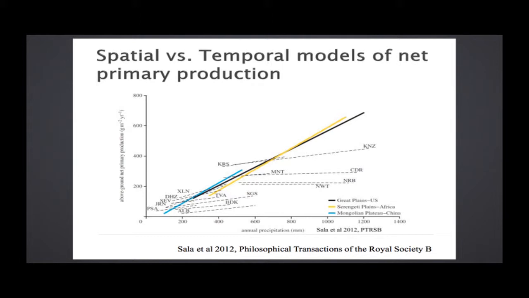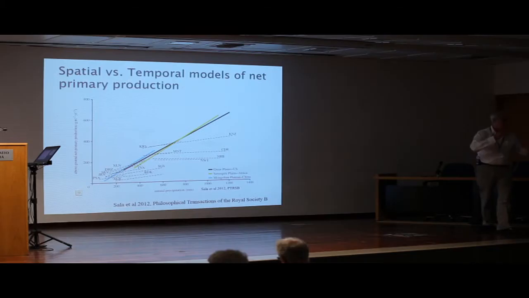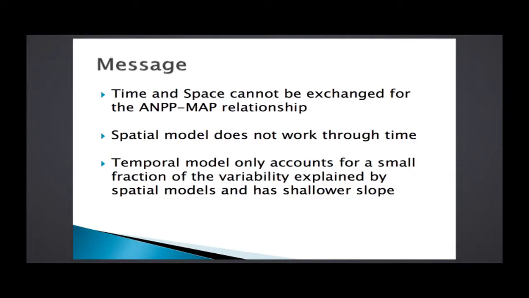This is a key point, because the rest of the talk is going to hinge on comparing the temporal and the spatial models. So the message now is that this apparently suggests that time and space cannot be exchanged for the relationship between primary production and precipitation. So these beautiful spatial models that fit all across the grasslands all over the world cannot allow us to predict the response through time.